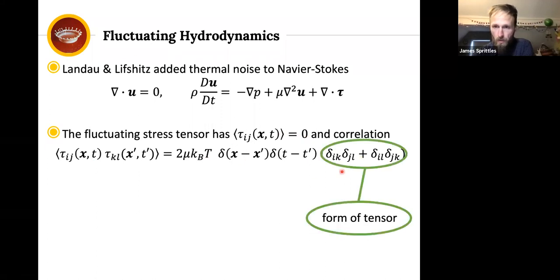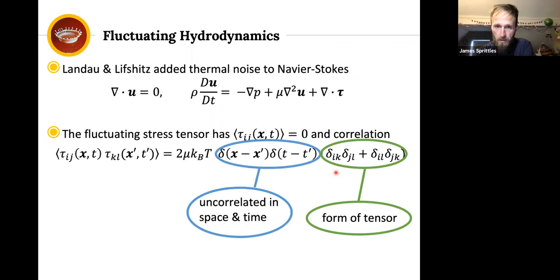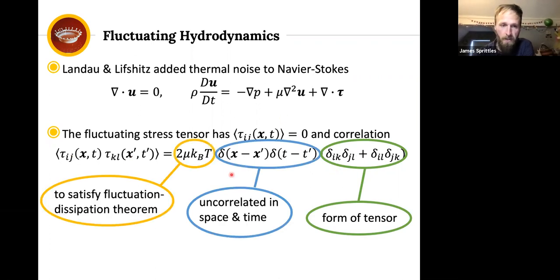So essentially this here is the form of the tensor you require. These are Kronecker deltas. This simply says everything's uncorrelated in space and time, and then this is just the prefactor to satisfy the fluctuation dissipation theorem. Okay, and so this is the model which we're going to be investigating.